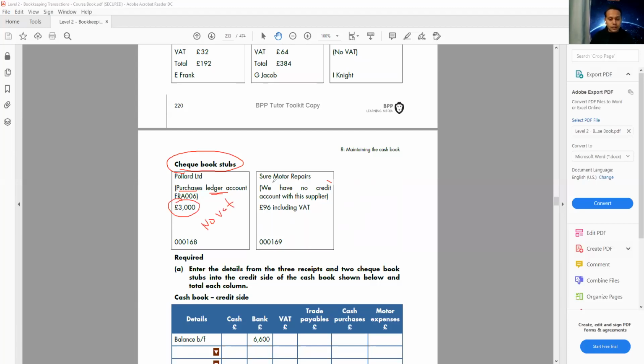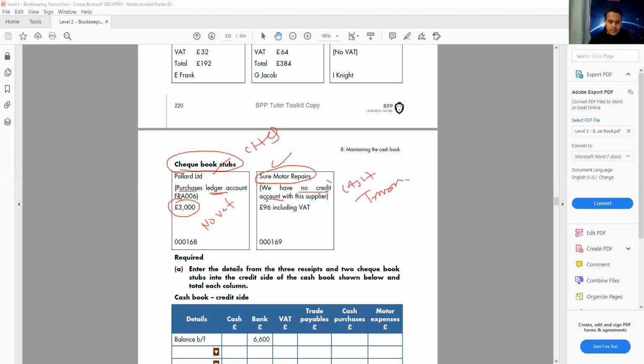On the other hand, we have Sure Motors. This too I paid from the bank, by check. We have no credit account with this supplier. The question said we have no credit account. That means it is a cash transaction. And if it is a cash transaction, you have to split the VAT.